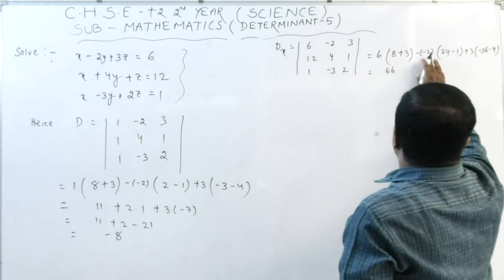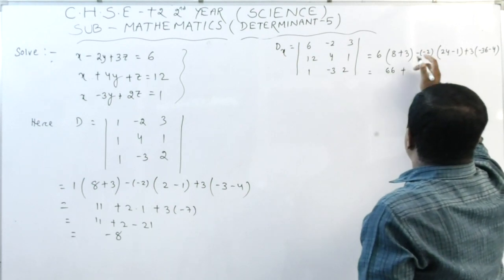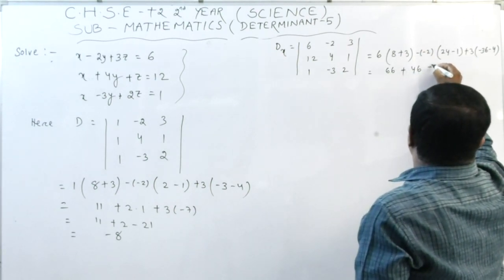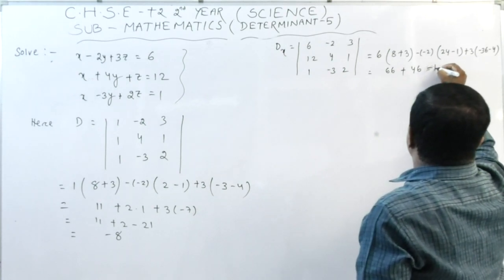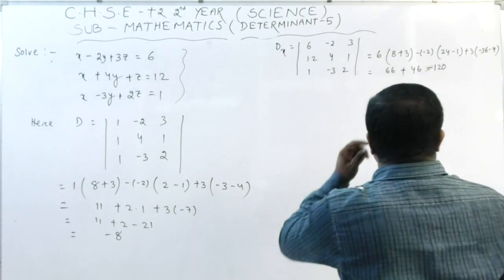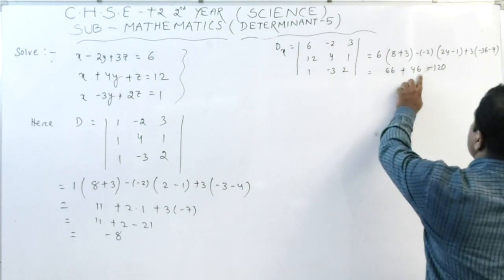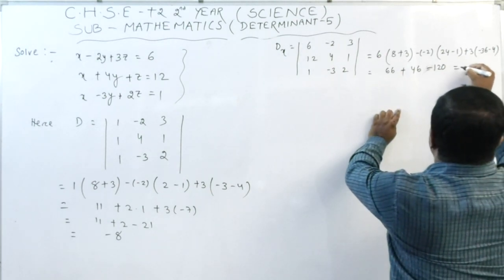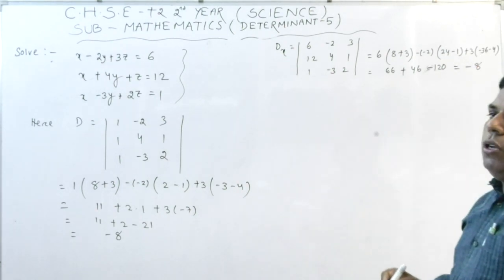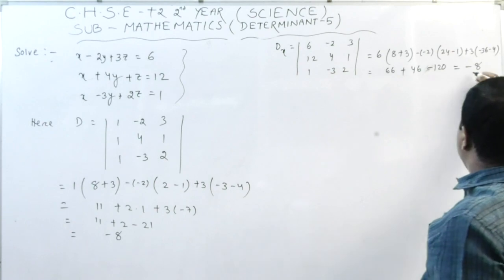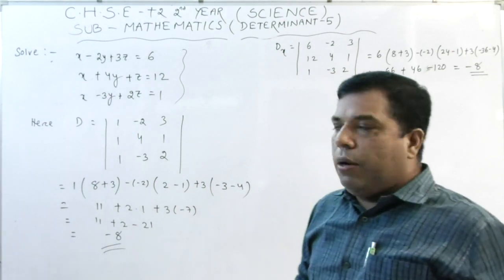So it is 66, and again 46, and it is minus 120. So you can see our value is minus 8. Okay, dear students, so we obtained our Dx here. We obtained the value of D also. Now we are moving to get the value of Dy.